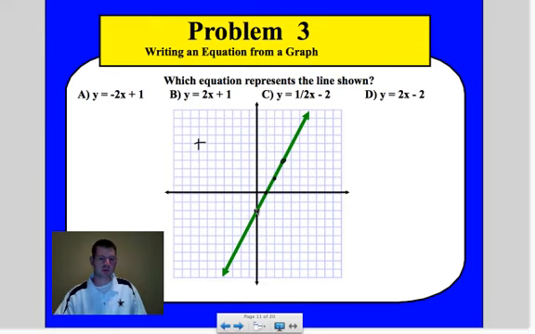So the first thing we probably want to do is identify our y-intercept. That seems like the easiest. The line crosses the y-axis at -2. So that means A, see you later, B, see you later. We're down to C or D, a 50-50 shot here. Now we need to figure out what our slope is. So we count. What is our rise? We rose 2, ran 1. We rose 2, ran 1. Rise over run is 2, which means our answer is D.